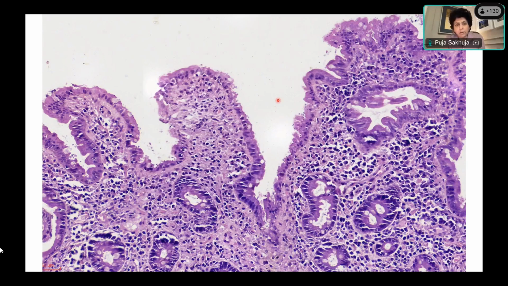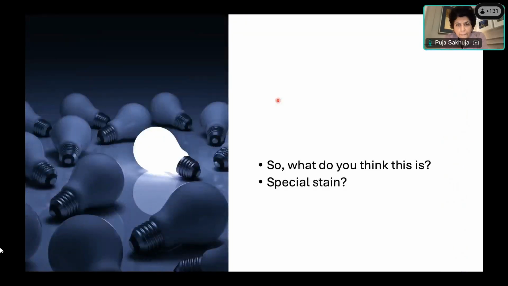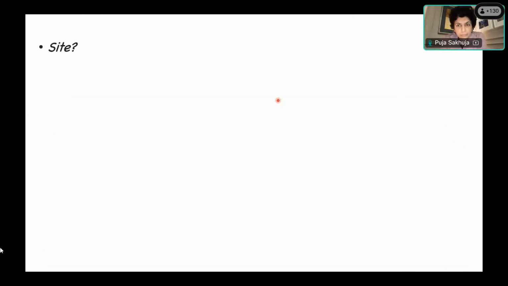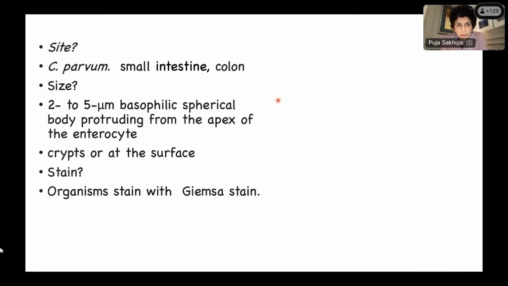Okay, why is it not Whipple's disease? Ma'am, there are no foamy macrophages. Correct. So you see, and what do you stain in Whipple's disease? What do you stain it with to identify the organism? Ma'am, PAS stain. Yes, you do a PAS stain. Okay.